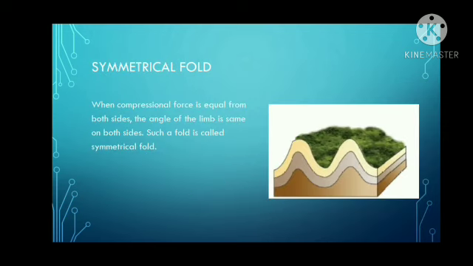So we have the first type of fold, the symmetrical fold. When compressional forces are equal from both sides, a symmetrical fold can happen. The angle of the limb is the same on both sides, and such a fold is called a symmetrical fold. Symmetrical folds are folds whose limbs have approximately the same angle of dip relative to the axial surface, also known as a normal fold.